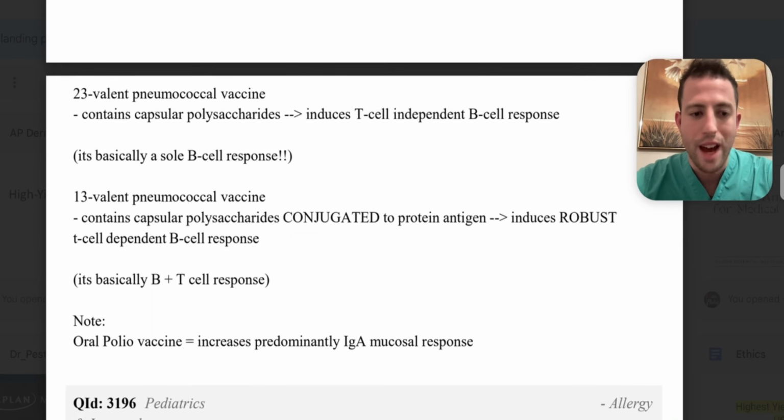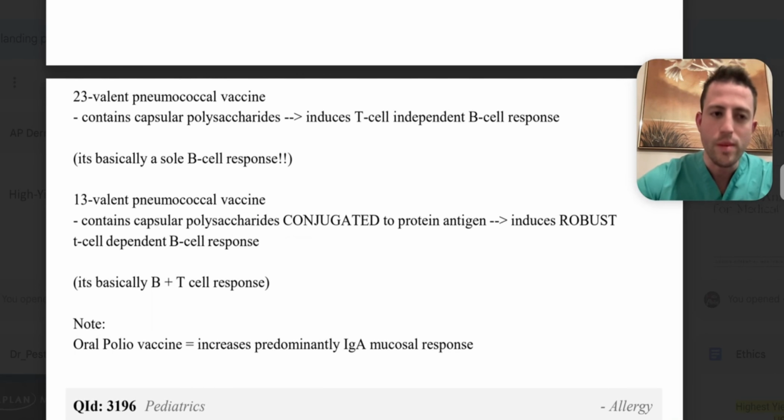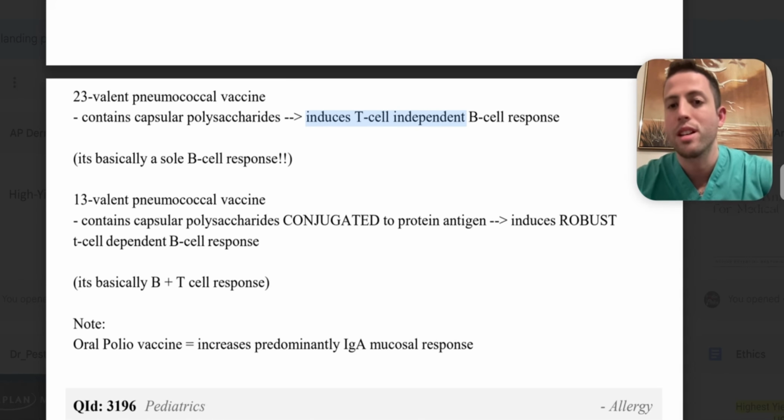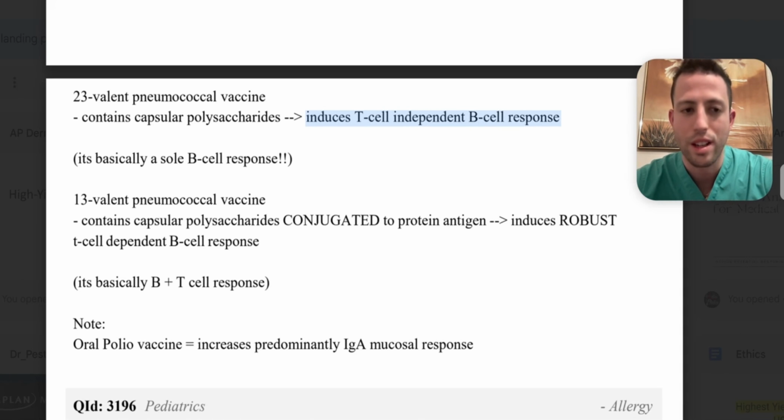A little bit more vaccine stuff here. So the 23-valent pneumococcal vaccine is going to have capsular polysaccharides, and that will induce a T cell independent B cell response. You have to know that. So it's basically only a B cell response.